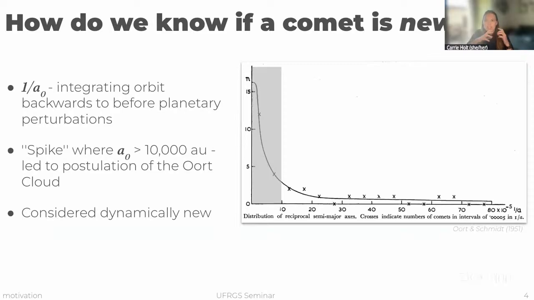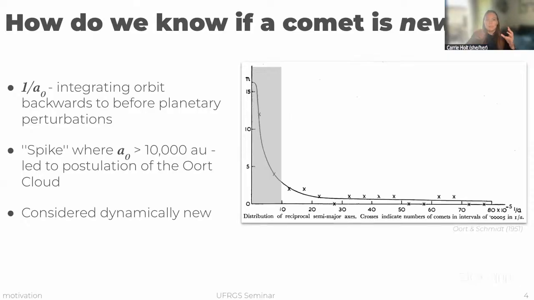Orbital energy, and the value is the reciprocal of the original semi-major axis. How we determine that is we take the observed orbit and integrate it backwards in time to before any planetary perturbations could have altered its orbit. This is usually around 250 AU from the sun, where we integrate the orbit out to.